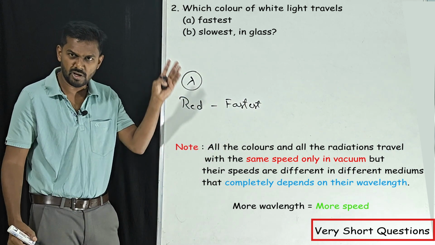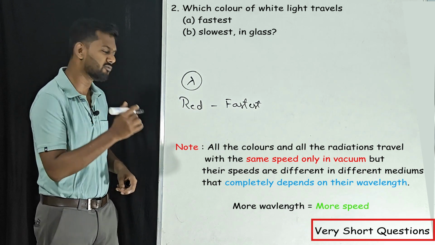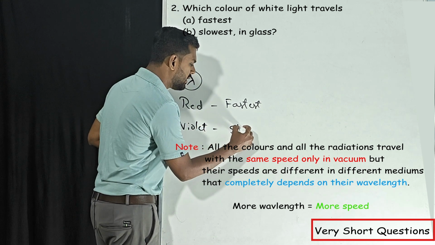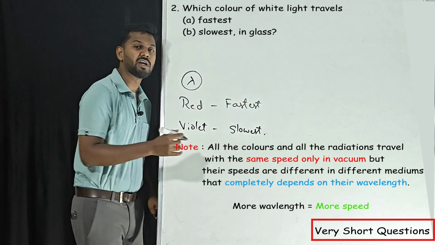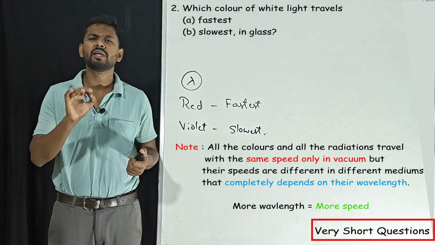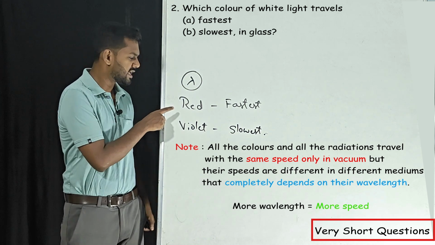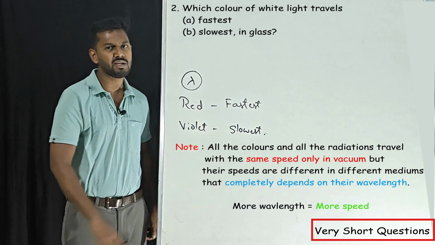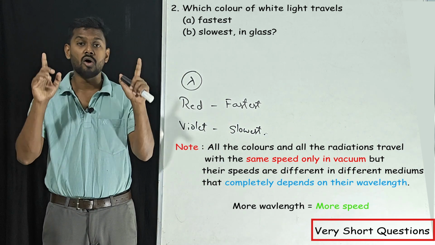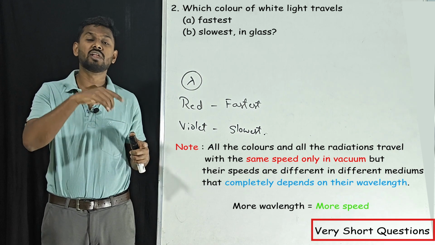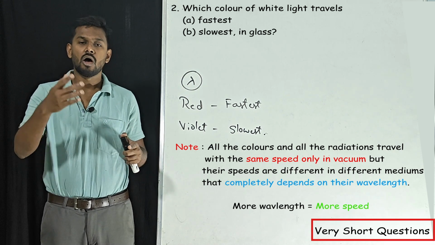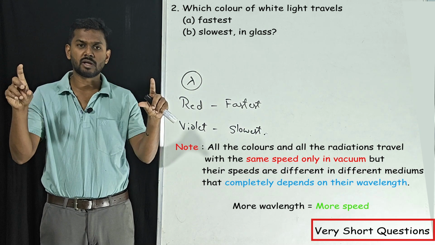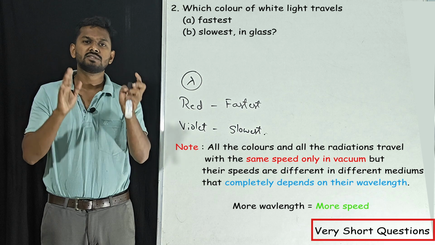In VIBGYOR order, violet has minimum wavelength, so it will be slowest. Whether a color travels fast or slow depends completely upon the wavelength. Red has maximum wavelength, that is why it is fastest. Violet has minimum wavelength, that is why it is slowest. But in vacuum, all the colors, and not only these, all the radiations, as we are going to learn in the next chapter, will travel with the same speed. Keep this in mind. When it comes to vacuum, everything will move at the same speed.